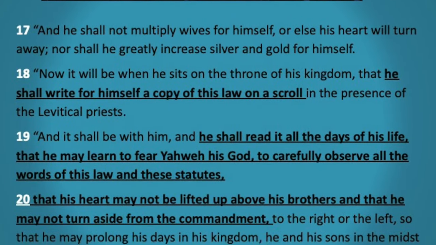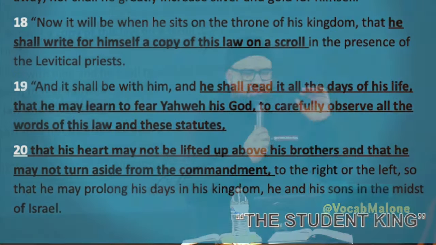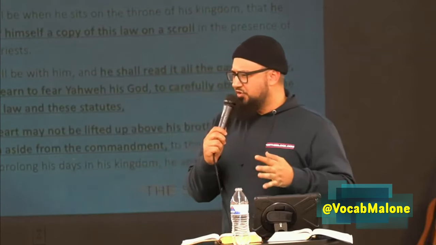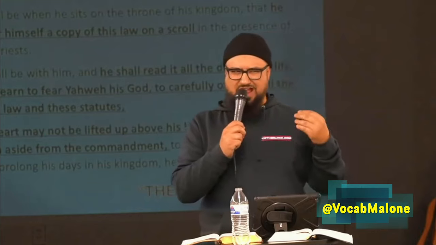Go to 17. I just want to show you something real quick. This is powerful to me. Israel did not have a king yet in the book of Deuteronomy. They were what's called a theocracy. Anybody know what a theocracy is?